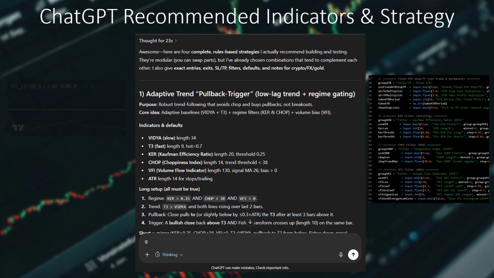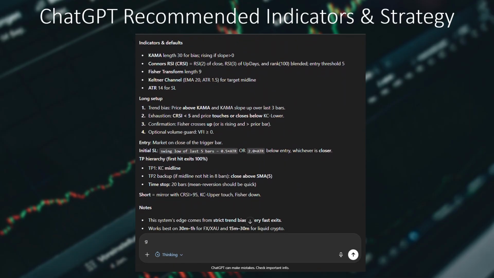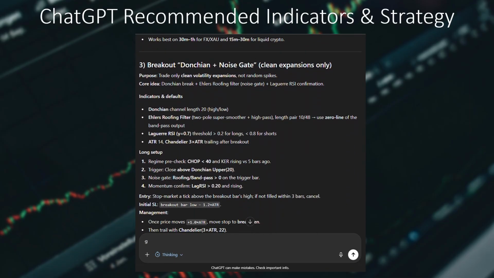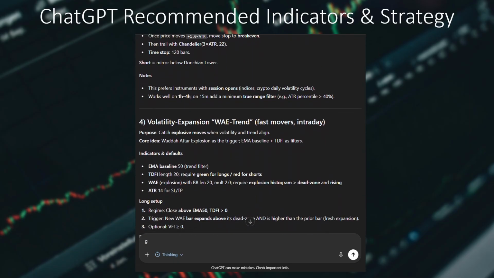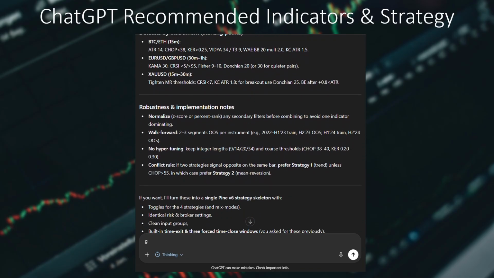So next, I asked ChatGPT to give me complete objective rules-based strategy ideas combining the recommended indicators. It gave me 4 different complex strategy ideas. Here you can see those if you want to try them out, or let me know in the comments if I should test the other ones too.